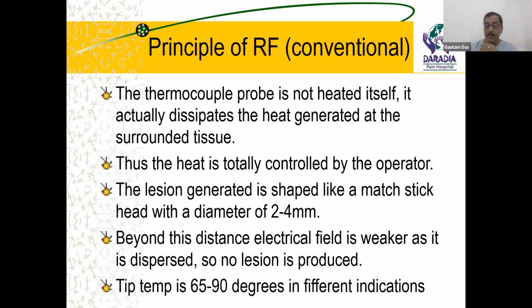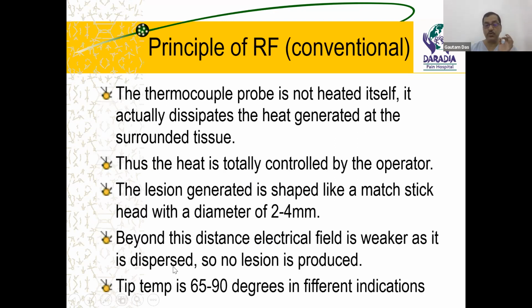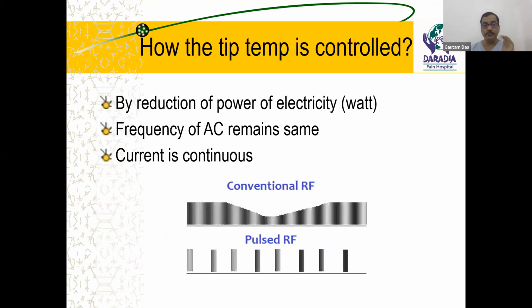And these heat lesions, normally in conventional radio frequency, you are setting the temperature at 65 to 90 degrees. So now the very important question is how the tip temperature is controlled. We are saying that for conventional radio frequency, you are keeping the temperature at 65 to 90 degrees Celsius. So how are we keeping this Celsius? Because time will pass and the temperature should go on increasing, but it is not really so. Temperature is not increasing; after a time, it remains the same. How? By reduction of the wattage.